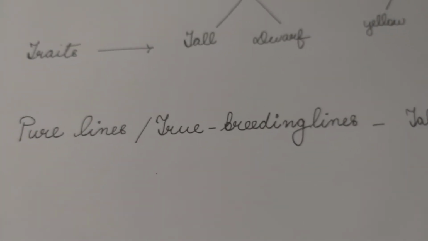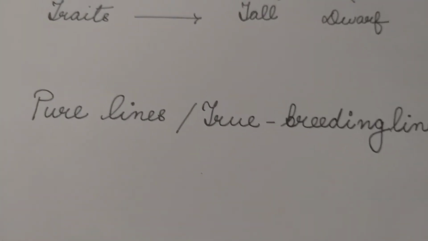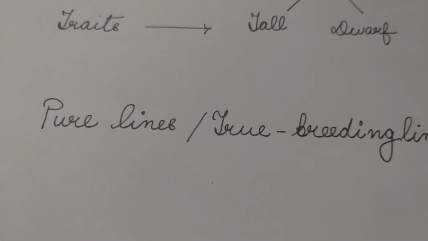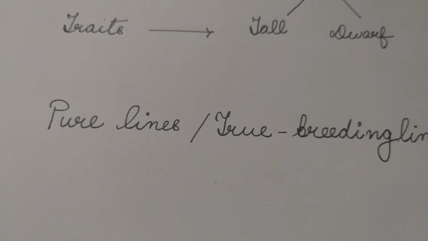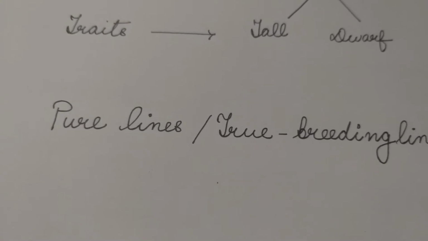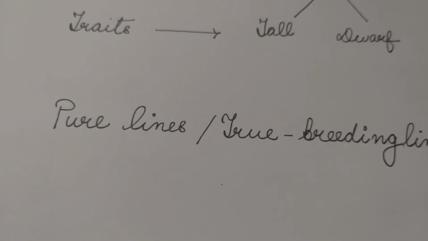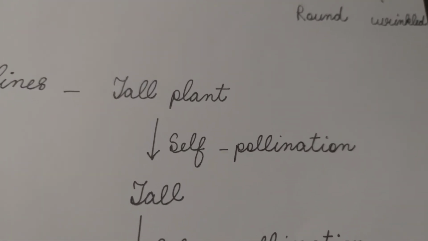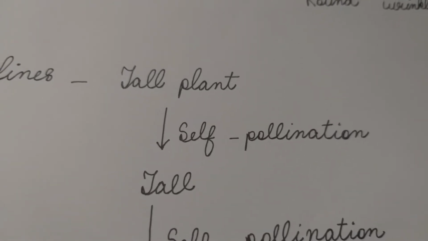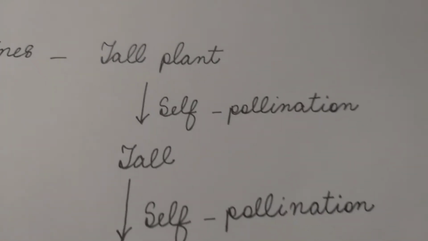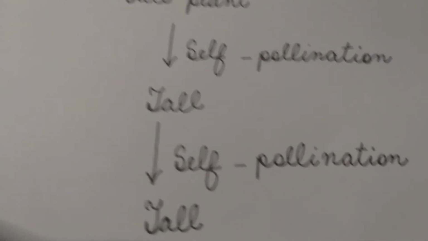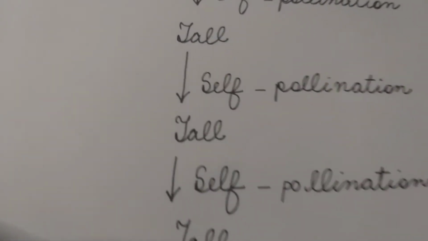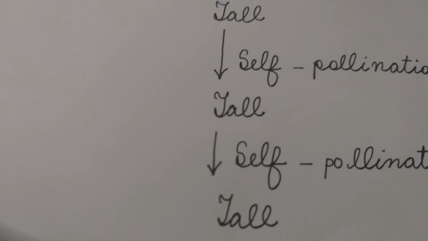Now, what are pure lines or true breeding lines? In Mendel's procedure, you have learned that Mendel self-pollinated pure lines for several generations, for many generations continuously. What are pure lines? Pure lines means if a plant, for example a tall plant, is self-pollinated, it produces tall plants. The progeny tall plants are self-pollinated, and they also produce tall plants. Again, they are self-pollinated, and they also produce tall plants.